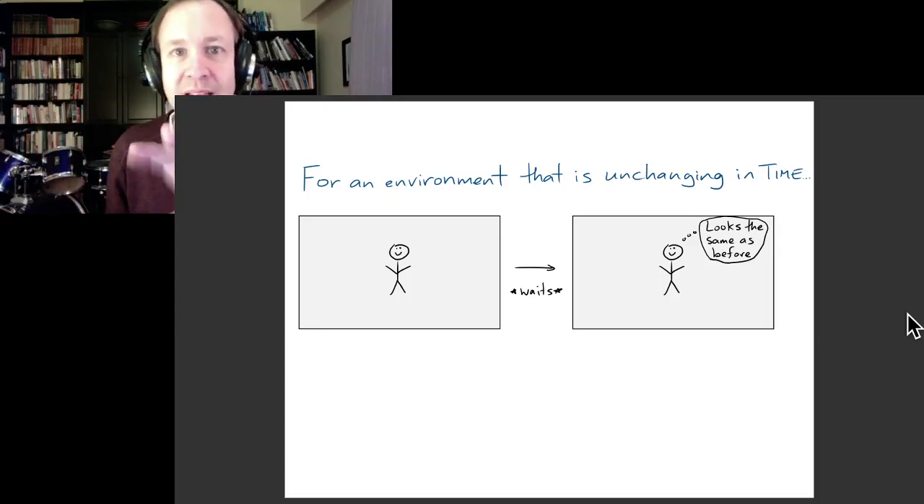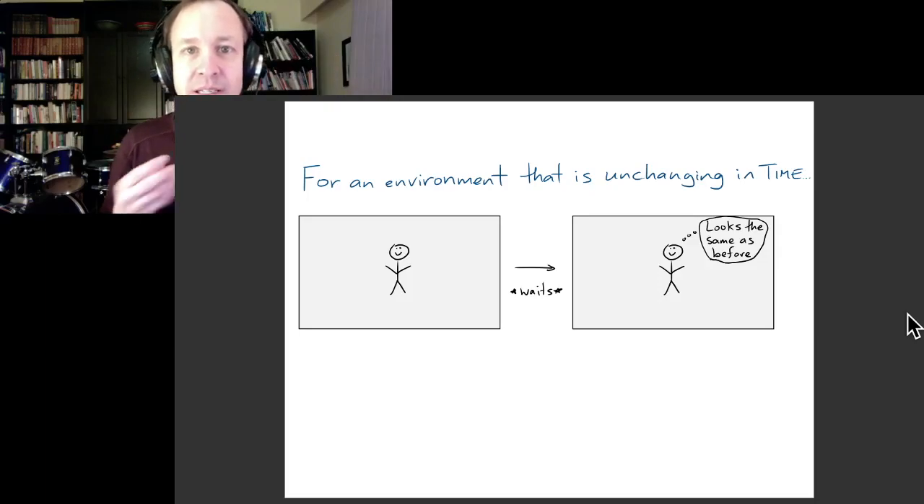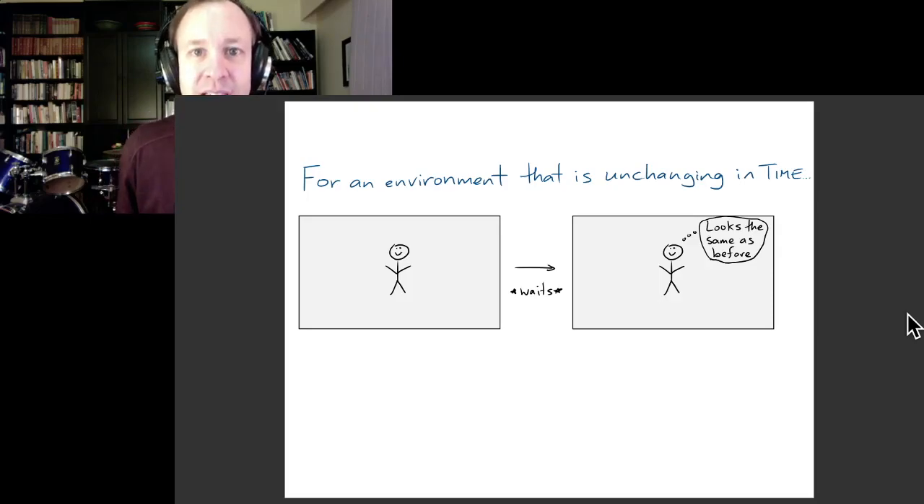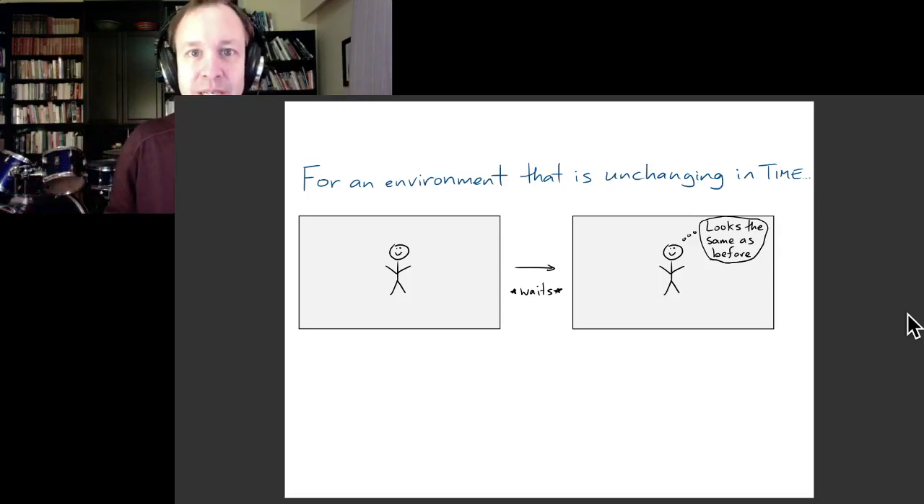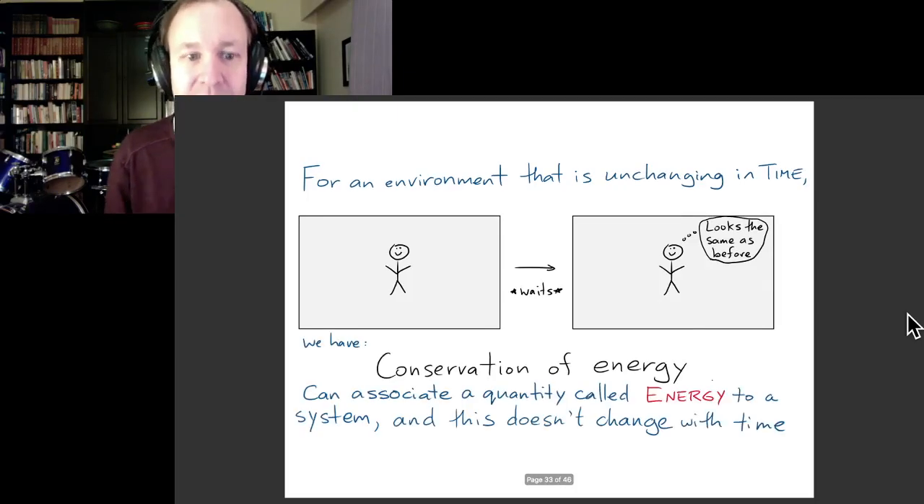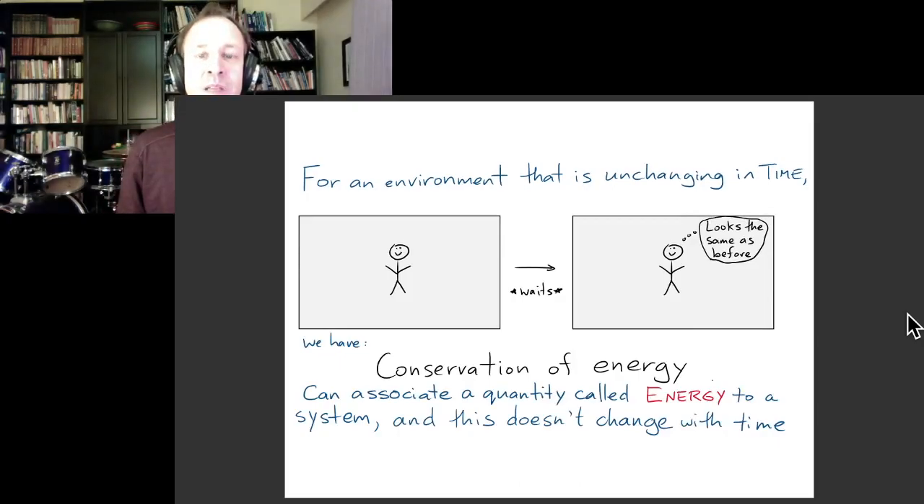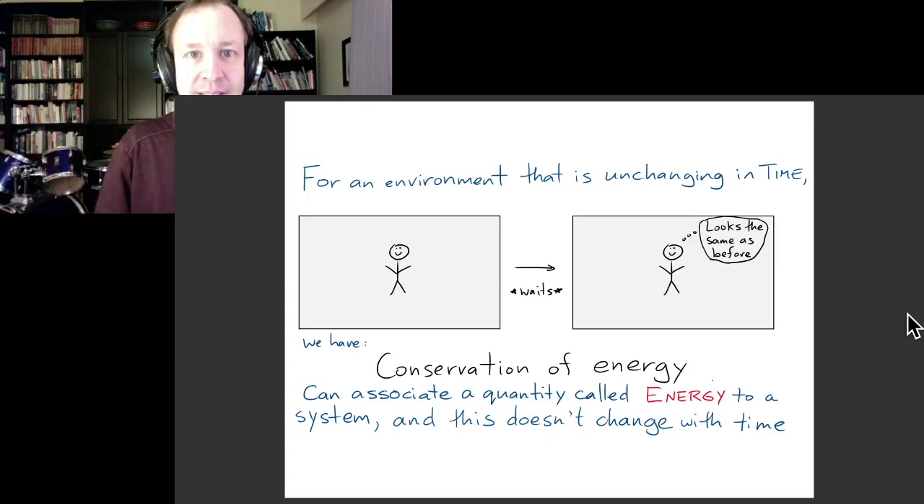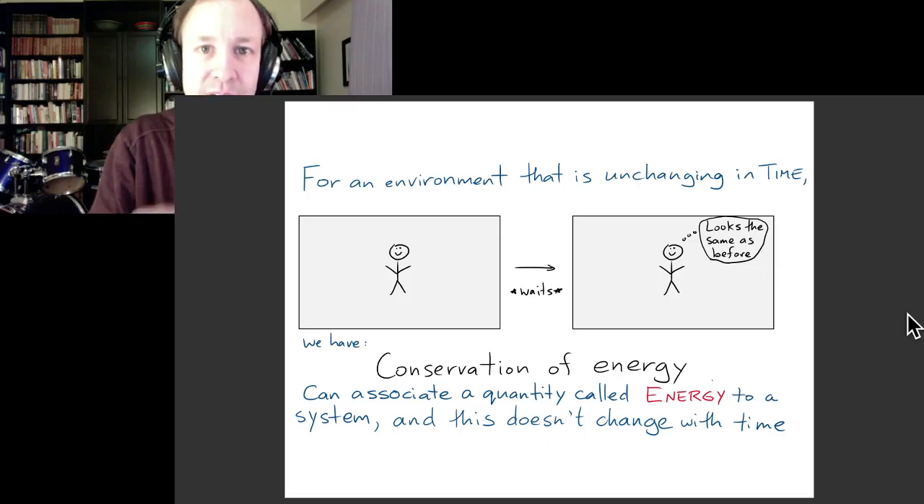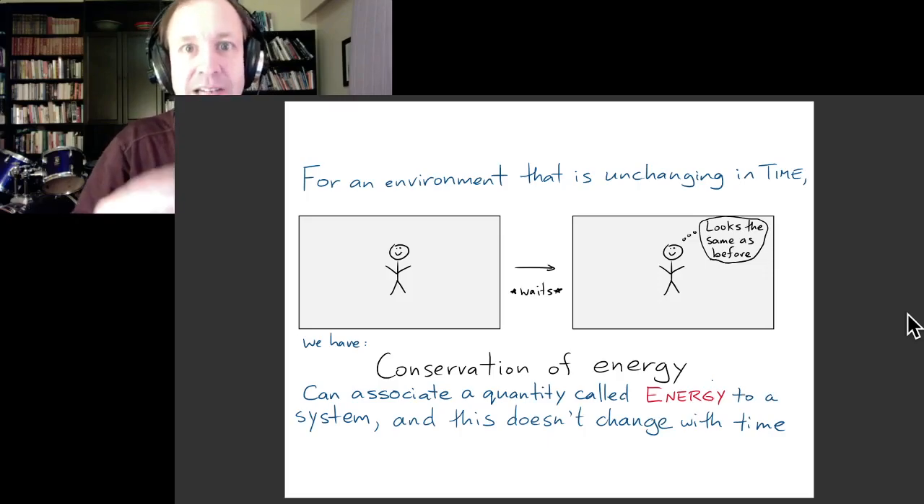And so then what Emmy Noether's theorem guarantees for us is that there's this quantity that is not going to change as time progresses. So if you have now a physical system in that environment, there's going to be this particular quantity that is guaranteed to stay the same. And this is the quantity that we call energy. Okay. So if you have a time-independent environment, then to any physical system in that environment, we can associate this quantity called energy, and that energy won't change.